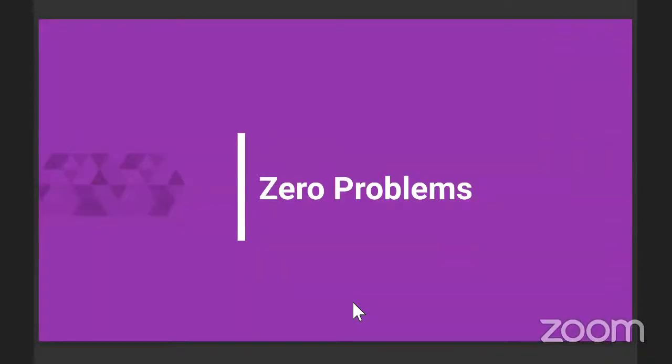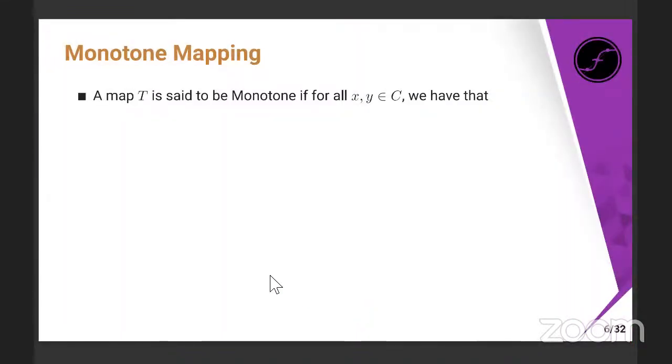So another important problem which our proposed method is going to consider is called the zero problem. More specifically, the zero problem of inverse strongly monotone mapping. So what is a monotone mapping? When do we say that a map is monotone? Actually, a nonlinear map is said to be monotone when the inequality holds for every two points in its domain.